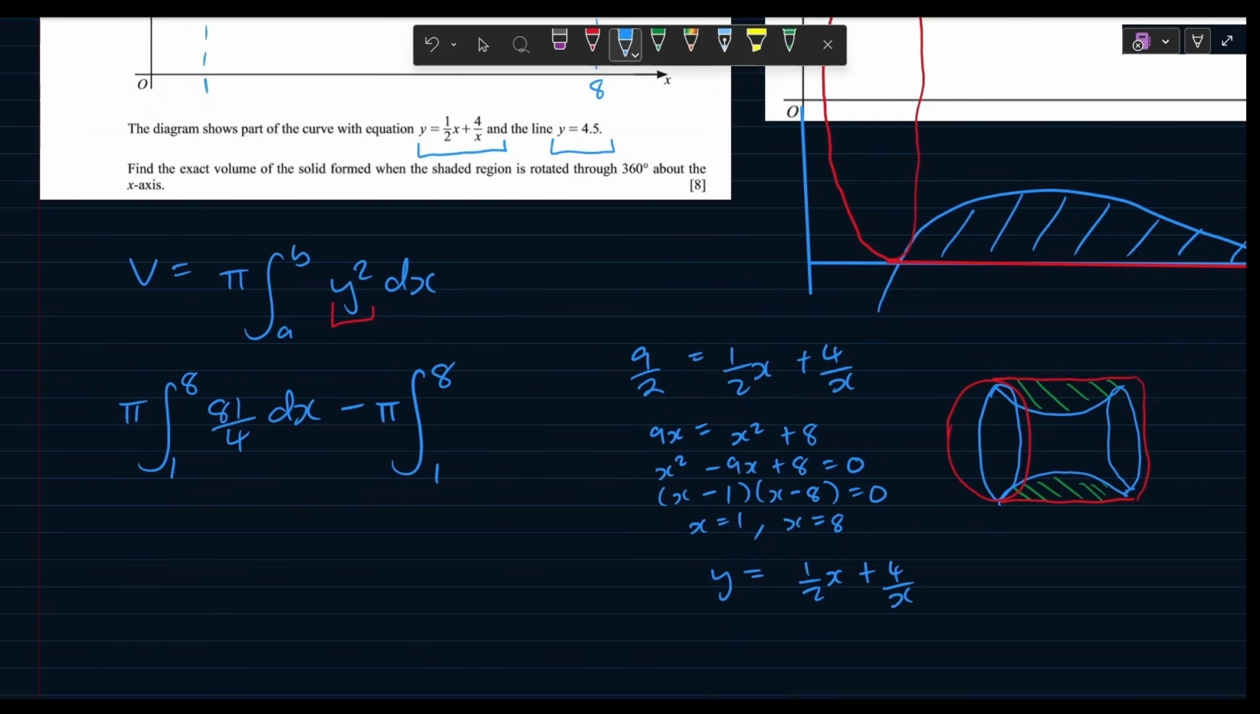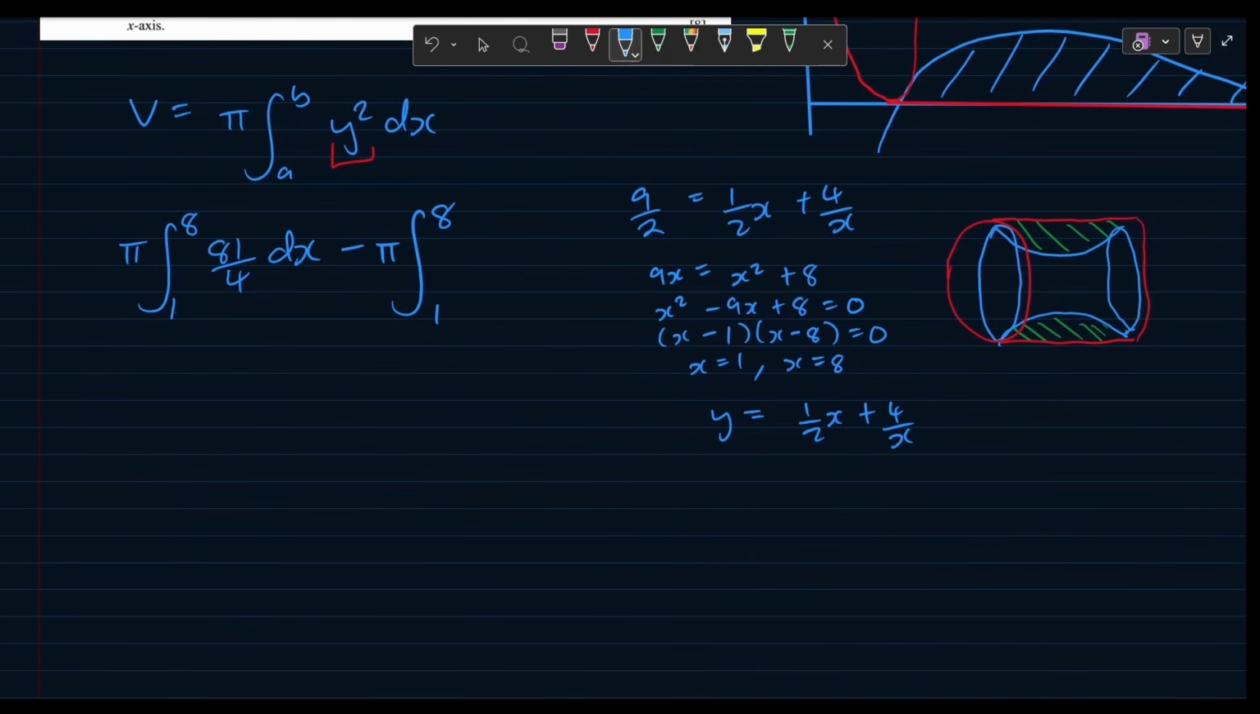But according to our formula, we need y squared, so I need to square both sides. So y squared is equal to 1 over 2x plus 4 over x, all squared. Be careful with how you square this. First square the half x. Square the half, you get a quarter. Square the x, you get x squared. And then we're going to do 2 times a half x times 4 over x.